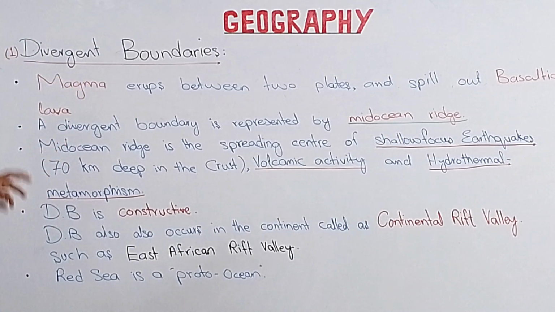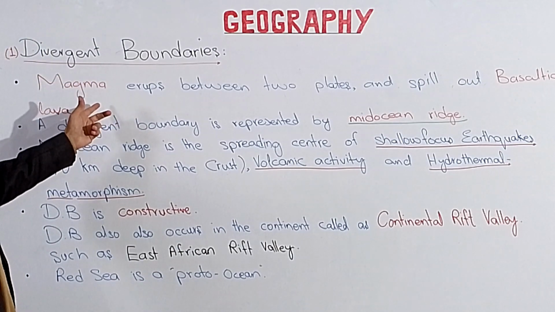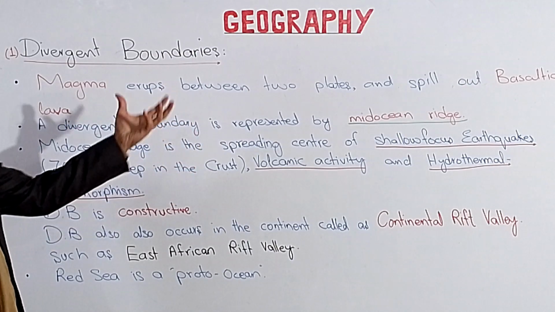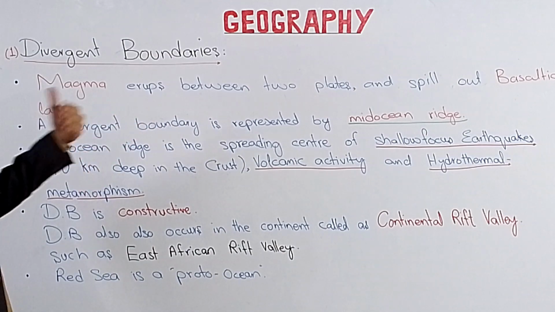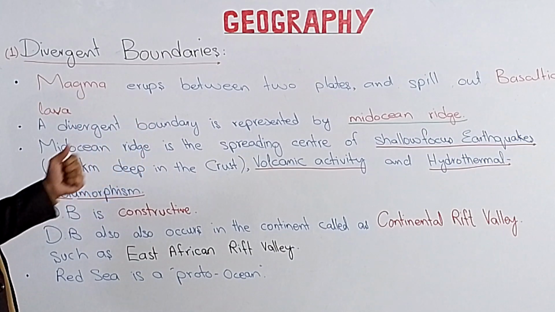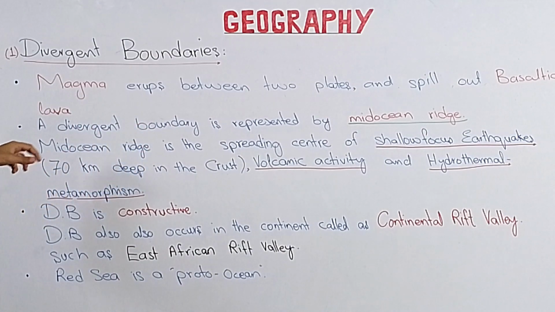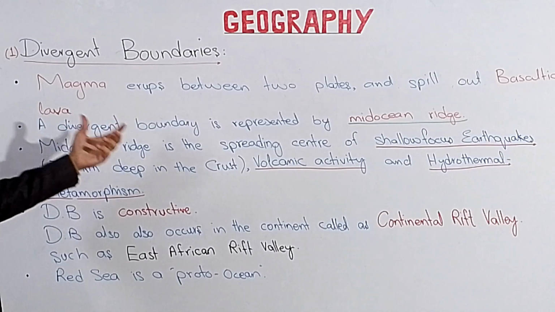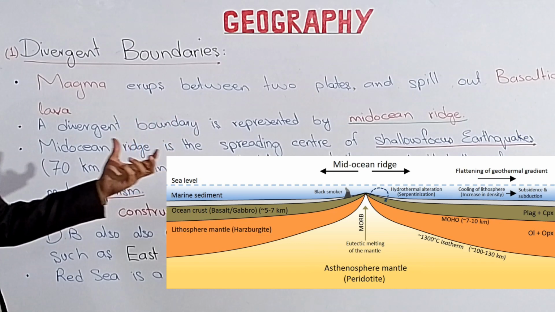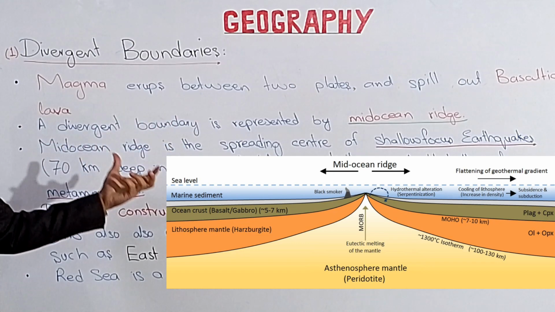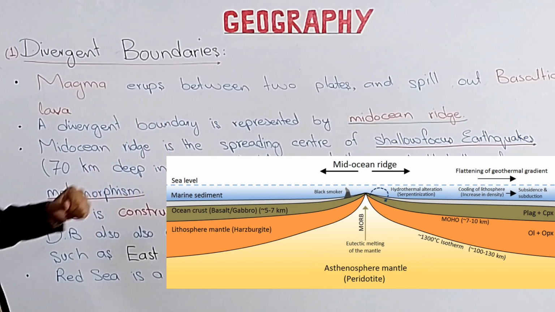Divergent boundaries are made by the eruption of magma that spills out basaltic lava. This basaltic lava changes itself into basalt rock. This divergent boundary is represented by the mid-ocean ridge. It lies inside the ocean and is the spreading center of shallow focus earthquakes.